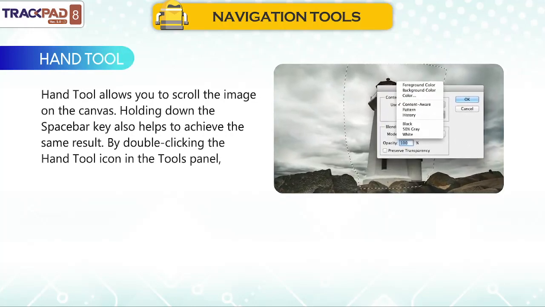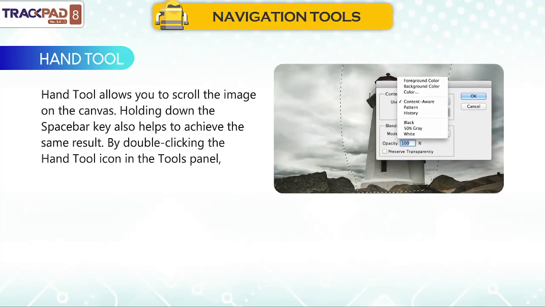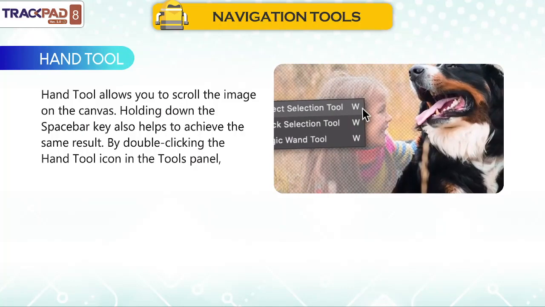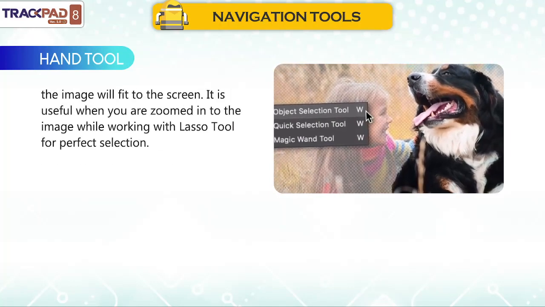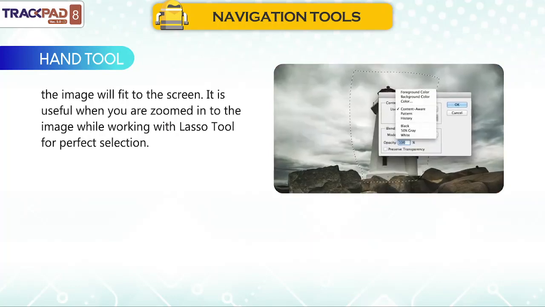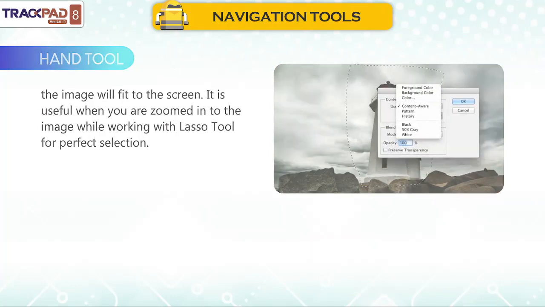Holding down the spacebar key also helps to achieve the same result. By double-clicking the hand tool icon in the tools panel, the image will fit to the screen. It is useful when you are zoomed into the image while working with the lasso tool for perfect selection.